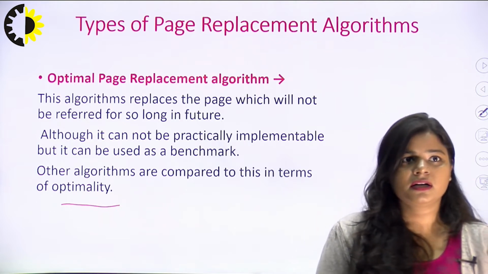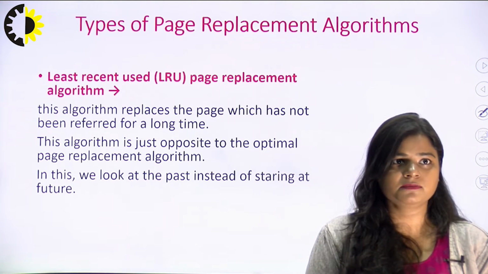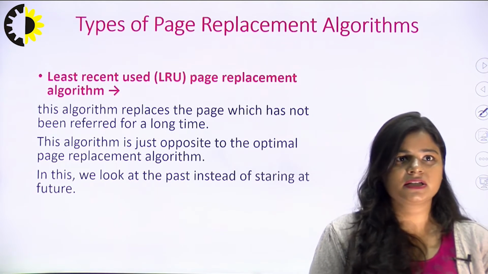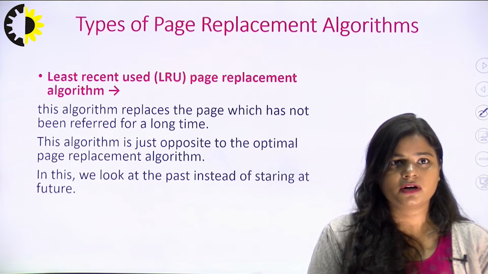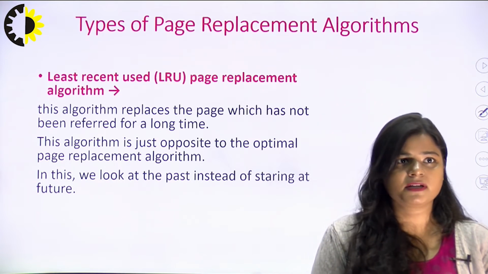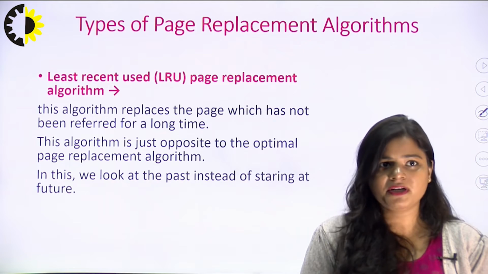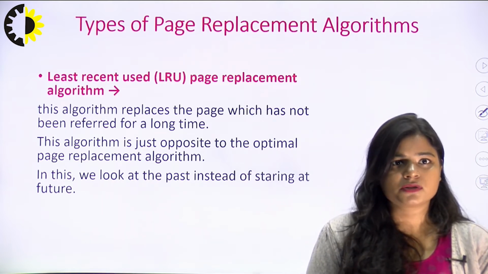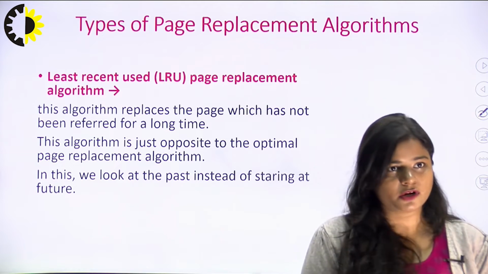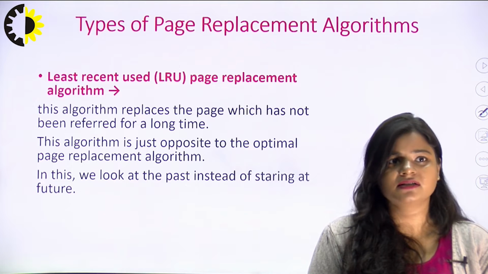So let's continue with the third page replacement algorithm. The third one is least recently used, LRU. We also call it in short LRU. With the LRU page replacement algorithm, we can understand that this algorithm replaces the page which has not been referred to for a long time. The algorithm is just opposite to the optimal page replacement algorithm. In this, we look at the past instead of staring at the future.